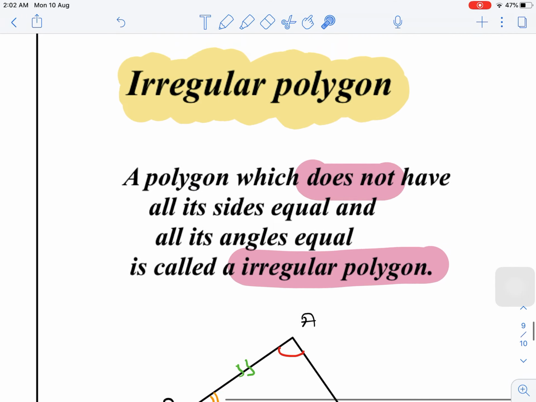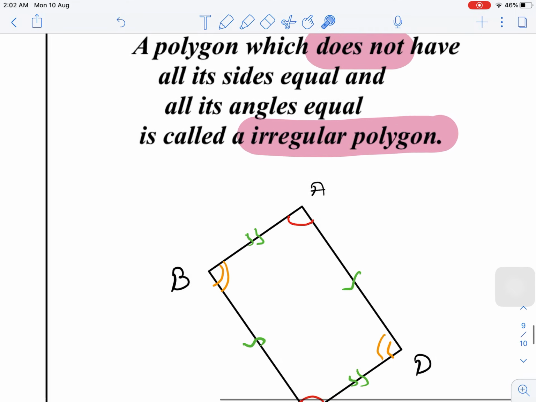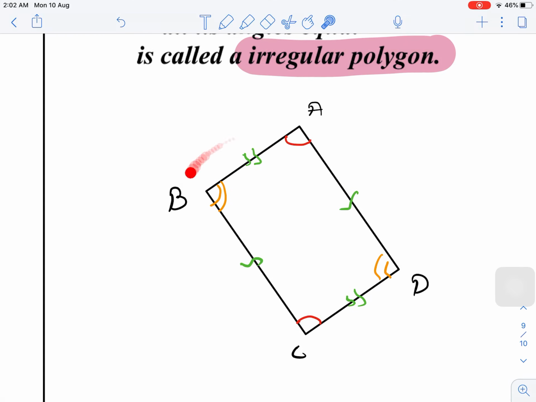Okay, now what must be an irregular polygon? A polygon which does not have equal sides and equal angles is known as an irregular polygon. For example, in this figure it can be seen that these two sides have the same marking, but these two sides have different marking. Suppose the length of AB is 4 centimeters; we cannot say that BC is also the same, it must be different.